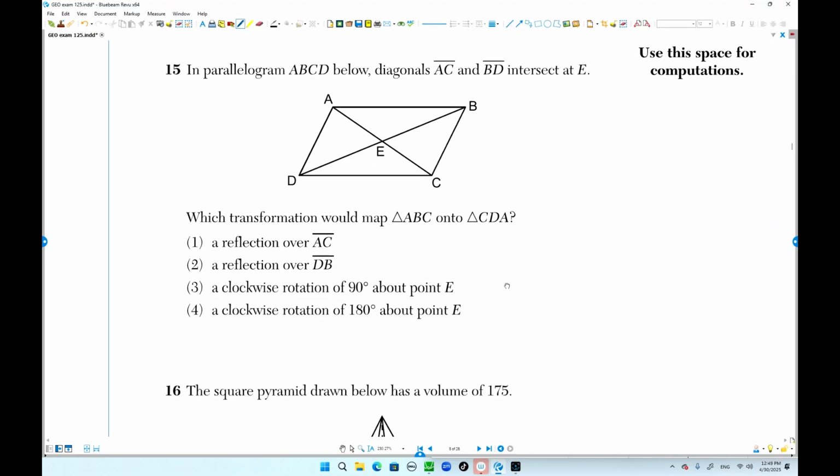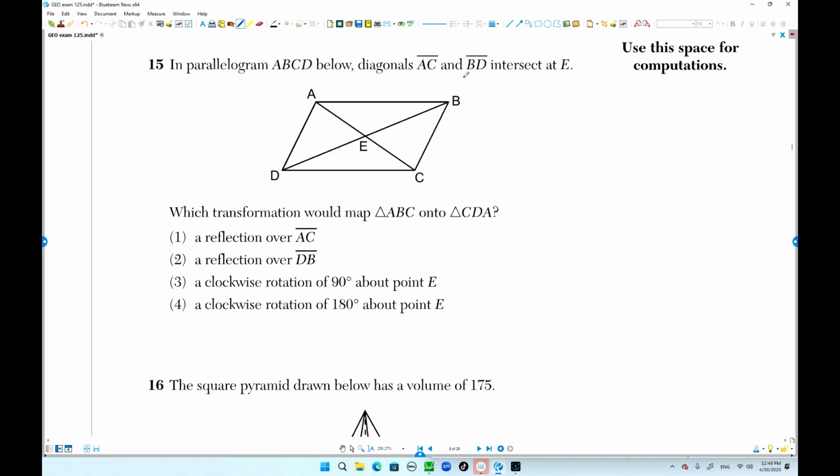Number 15 over here. Intersection at B. Okay. So which transformation would map triangle ABC to DCA? First, we can check reflection over AC. Okay, I'm going to make AC. Reflection is what? Perpendicular, right? Where do you reflect this point? Here, right? D prime. Or this point here, right? Totally different. So this is wrong.